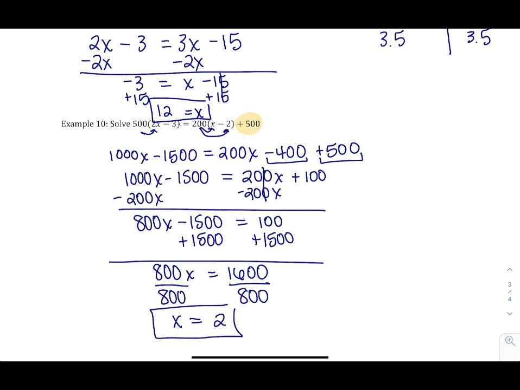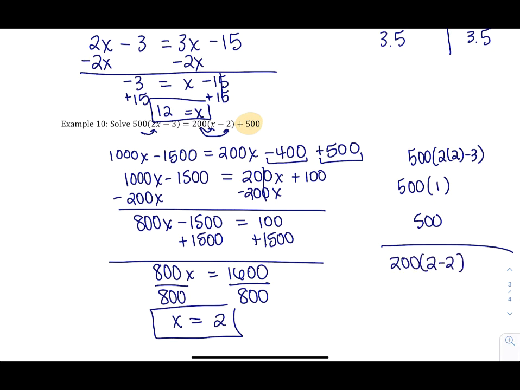I'll check my answer. 500 times 2 times 2 minus 3 is 500 times 1, so I get 500. And I don't have room to do it next to it, but I'll just separate. I have 200, and then 2 minus 2 plus 500. Well, that's 200 times 0 plus 500, which is 0 plus 500, and that equals 500 as well. So my solution x equals 2 is in fact the solution.